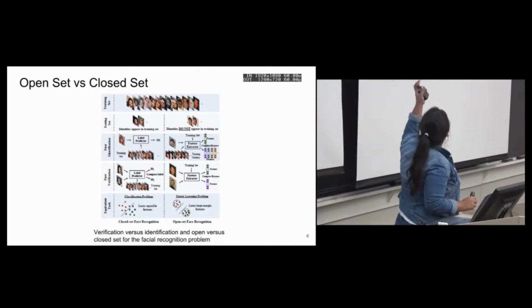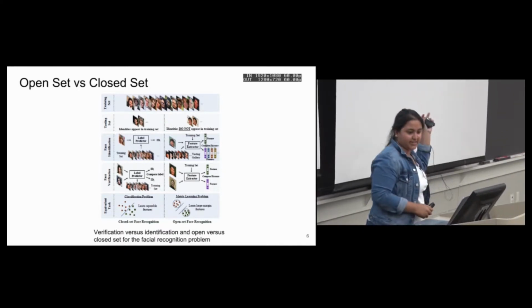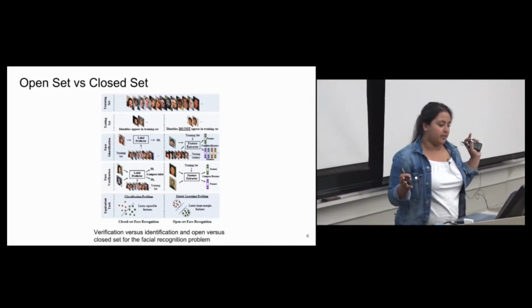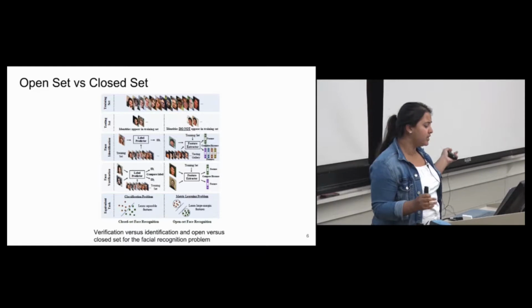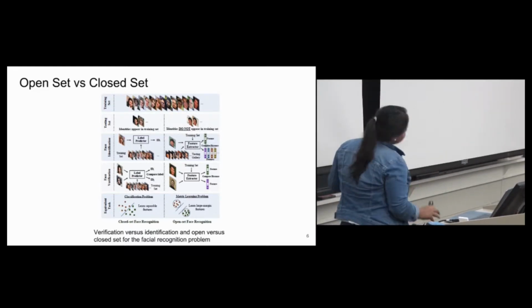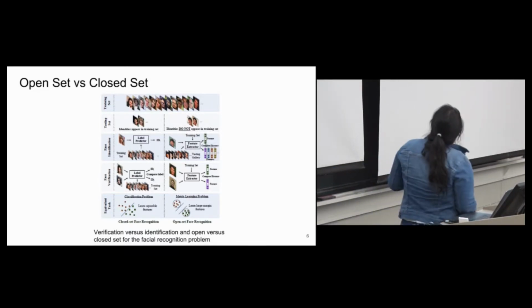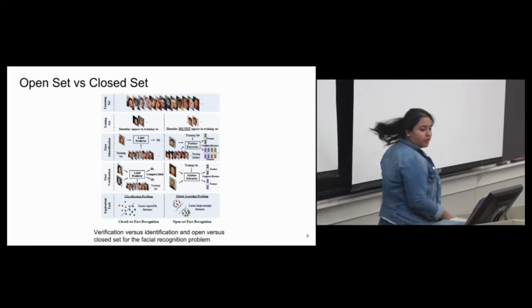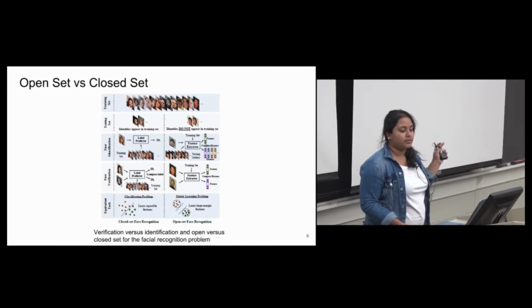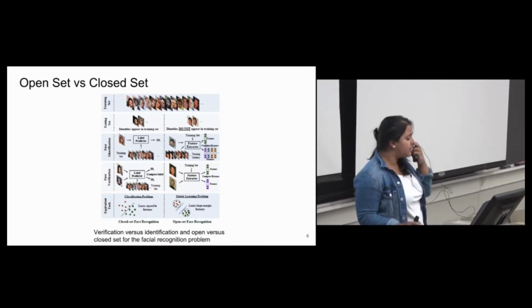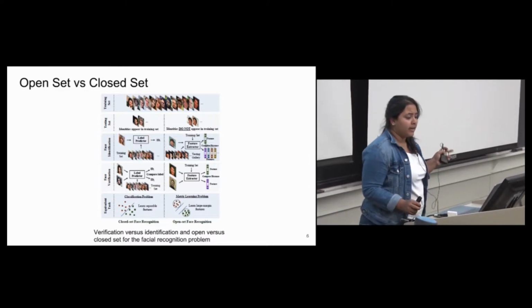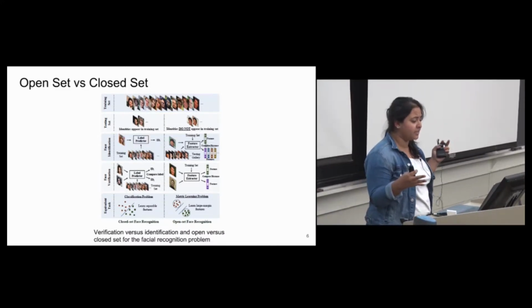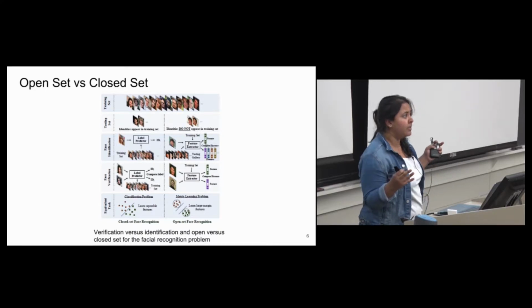So in the case of the facial recognition problem, we have our training set. Now there are two ways we can look at the problem. It can be a closed set or an open set face recognition problem. In the case of the closed set problem, the identities all appear in our training set. And also, while we're doing verification, we're predicting the label.